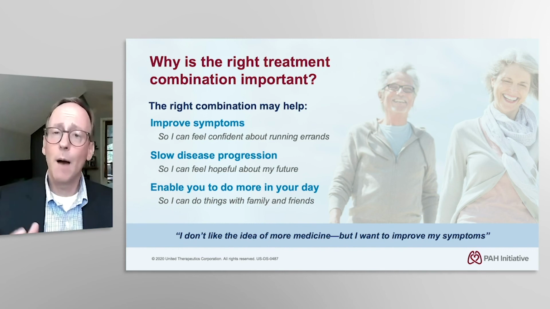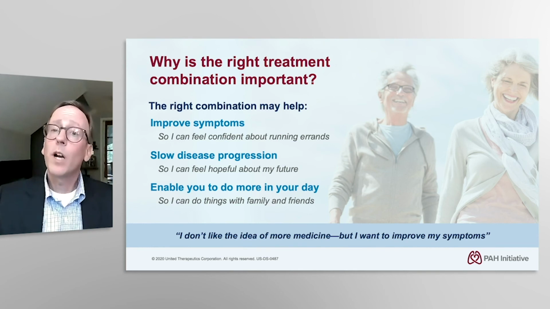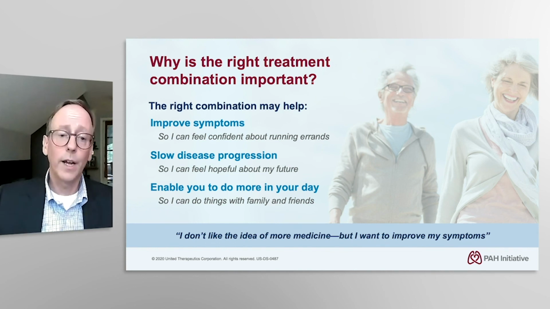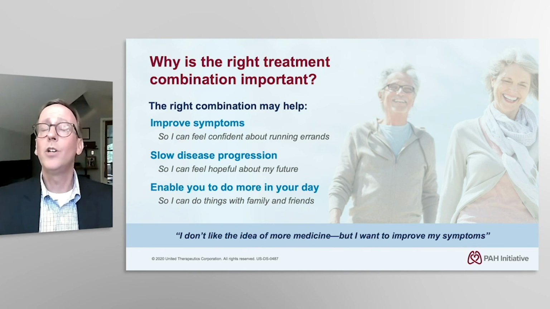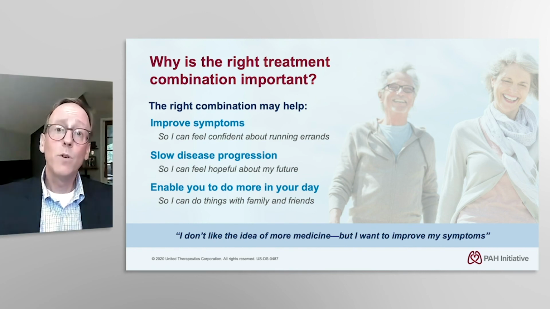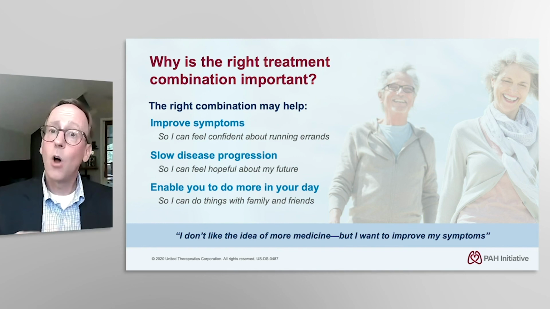So why is the right combination of those treatments so important? Well, the right combination may help you improve symptoms. That may help you feel more confident about running errands. It may help you feel more functional doing things in your home, whether it's chores, things you enjoy. It may help slow disease progression. Very important. PAH is unfortunately currently an incurable disease. So if we can slow the progression of that disease, we are moving in the right direction and trying to keep you as healthy as we can for as long as we can. And that's why the right combination is important.